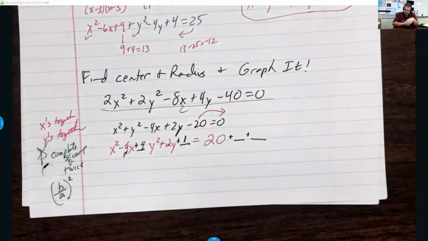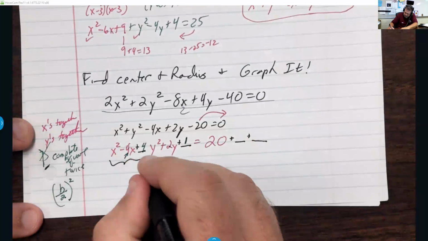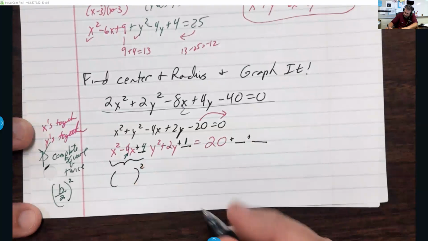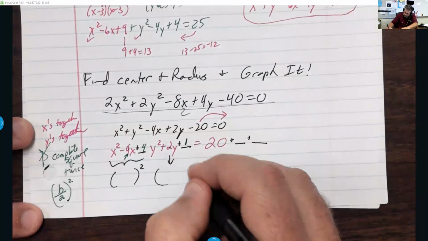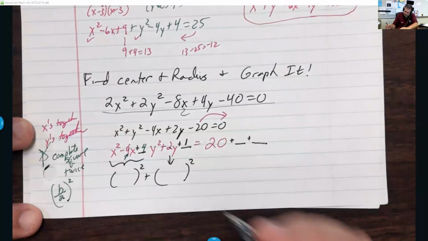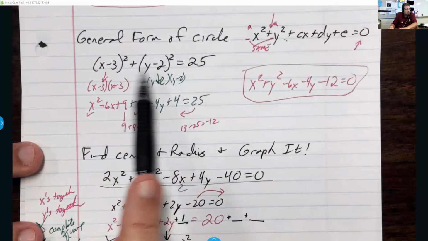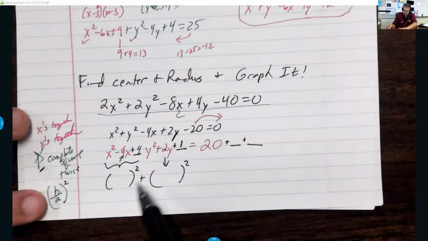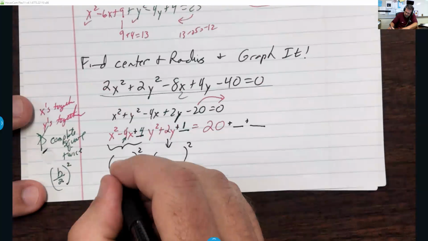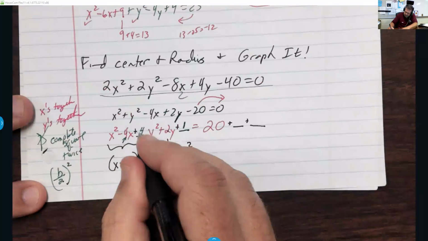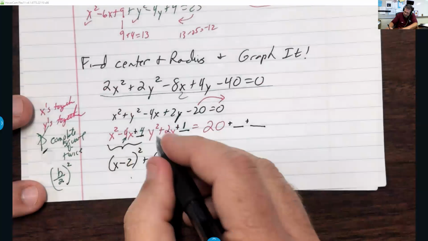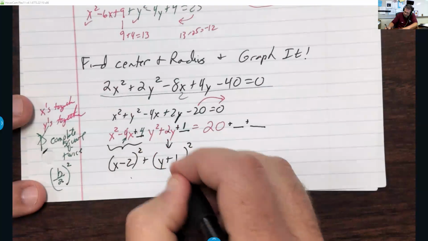Okay, now why do we do that? We do that because this piece can now be written as something all squared. This piece can be written as something all squared with a plus sign between. Well, wait a minute. I need 2 things that are binomial squares. Hey, so I'm going to get this. This is going to be x, remember, minus the square root of that, which is 2. This one's going to be y plus 1.